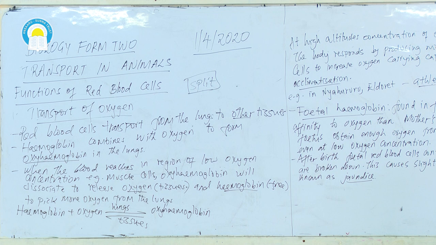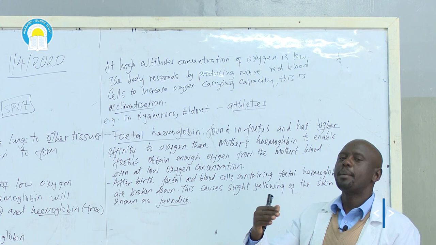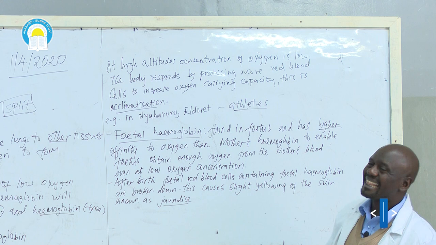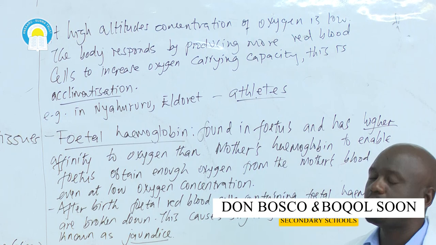Now, we have got other areas where we have got low oxygen concentration. For example, in high altitude areas, like Nyahururu and Eldoret. If a person moves from a low altitude area where the concentration of oxygen is high, to a high altitude area where the concentration of oxygen is low, their body responds by producing more red blood cells, and this will increase the oxygen carrying capacity of the blood. This process is known as acclimatization.